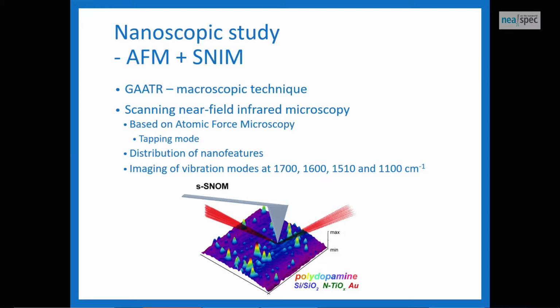Grazing angle ATR is a good spectroscopic tool for characterization of thin layers on metal surfaces, but it's insufficient for us for a detailed study of the nano features, that means at the nanoscale level. For this reason, we studied the surfaces using scanning near-field infrared microscope, which overcomes the limitations of the grazing angle ATR. For us, it was important to find a distribution of the nanofeatures, that means of the intermediates of the PDA.